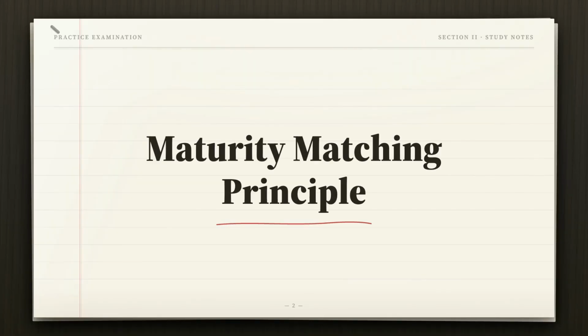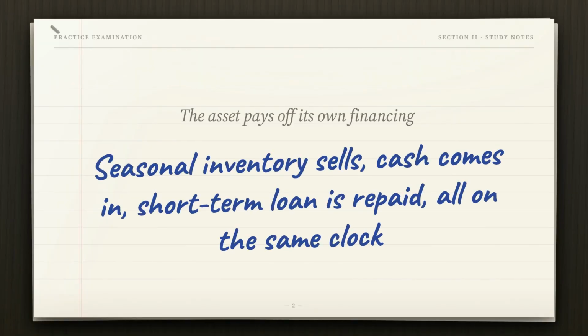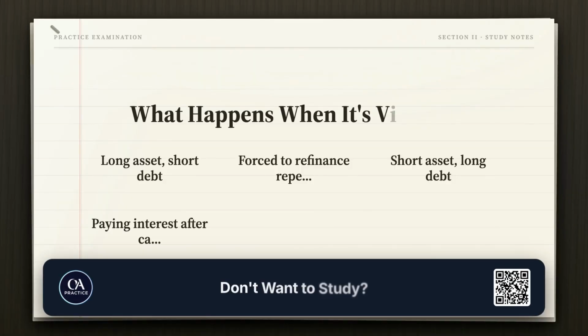Maturity matching, also called the self-liquidating principle, says financing should come due at roughly the same time the asset it pays for stops generating cash. The self-liquidating label captures the mechanism nicely. A seasonal inventory buildup funded with a short-term loan is the model case. The inventory sells, the cash comes in, and the loan is repaid, all on the same seasonal clock. So the asset effectively liquidates itself.